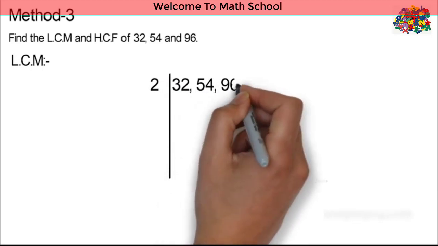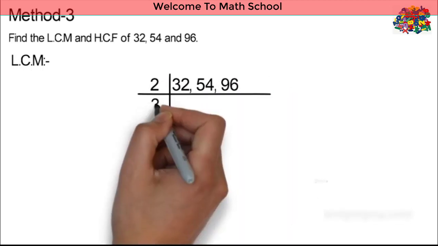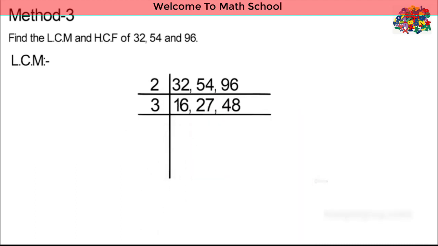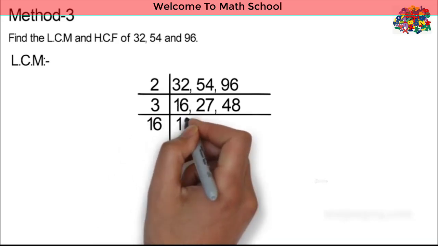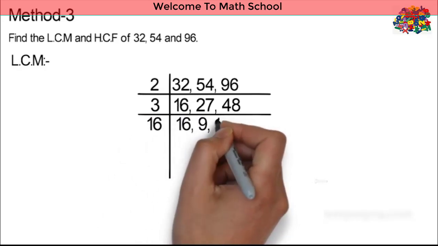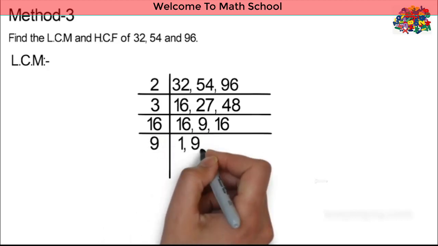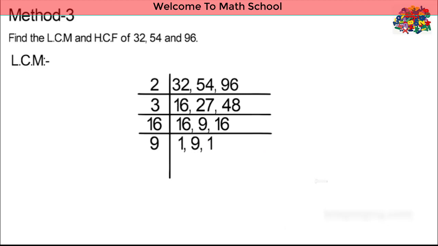Now the next common number available is 3. So 16 cannot be divided by 3, so write 16 as it is, and 27 goes 9 times with 3 and 16 times with 48. Now identify another common number, so that is 16. So 16 goes for one time, and then 9 will remain the same, and then again 16 for one time. Next the common number will be 9, so 1 will remain the same, 9 goes for 9 one time, and then 1. So when you are going for the LCM, you will multiply all the numbers which you have considered. So your LCM will be 2 into 3 into 16 into 9 into 1 into 1 into 1.